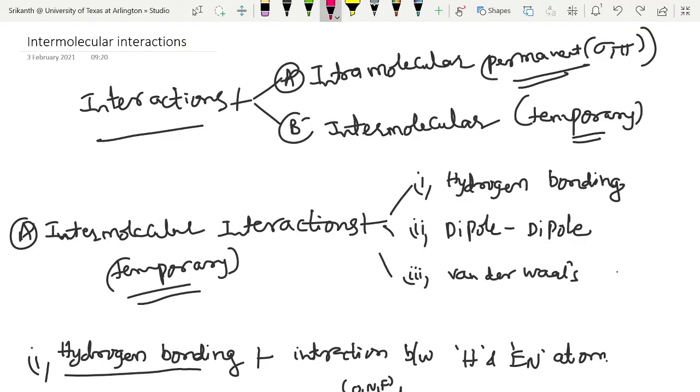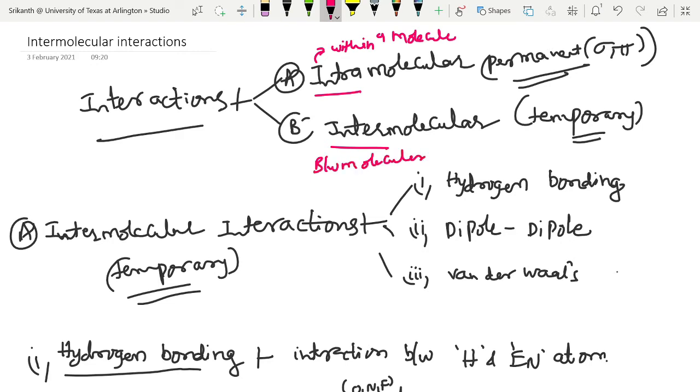Today we are going to discuss the different kinds of interactions that exist between molecules. First one is intramolecular interactions and the other one is intermolecular interactions. As you know, intra means within and inter means between. So intra means these kinds of interactions exist within a molecule, and intermolecular interactions exist between molecules.